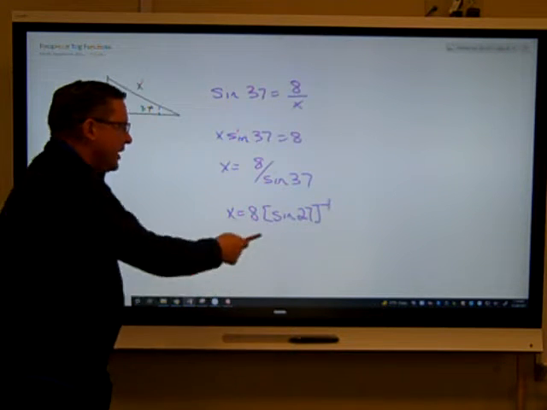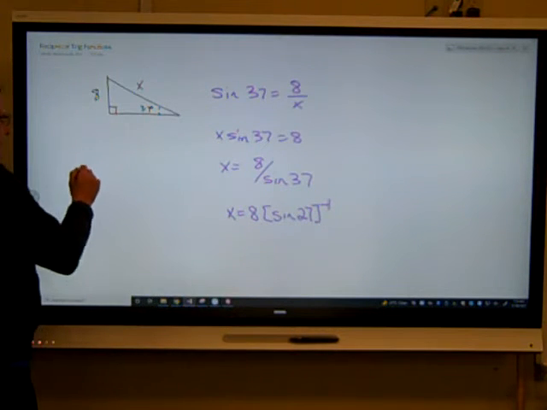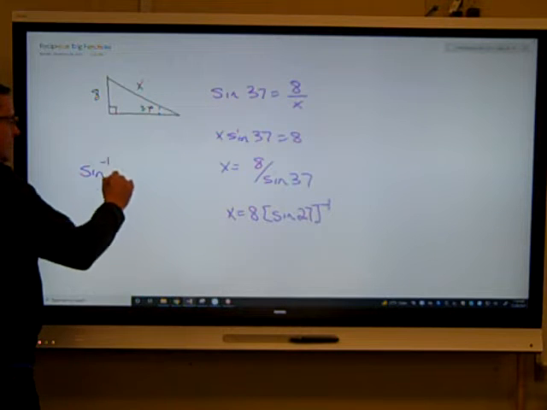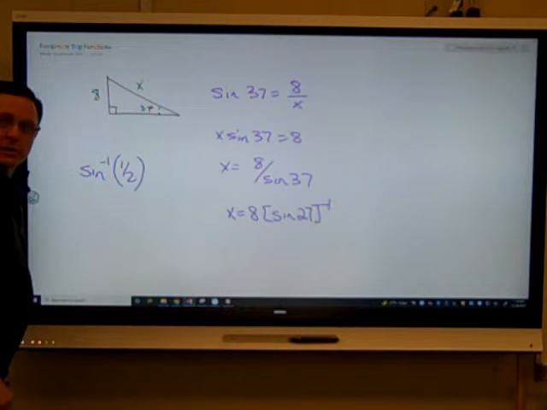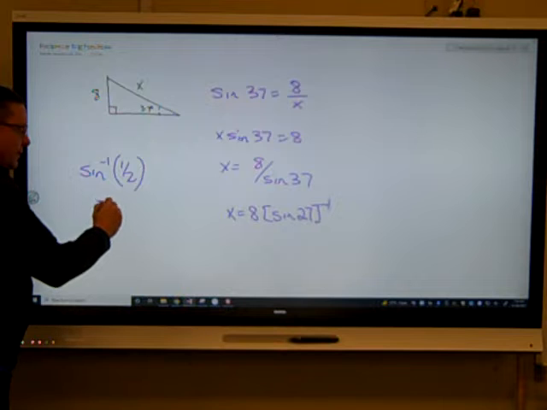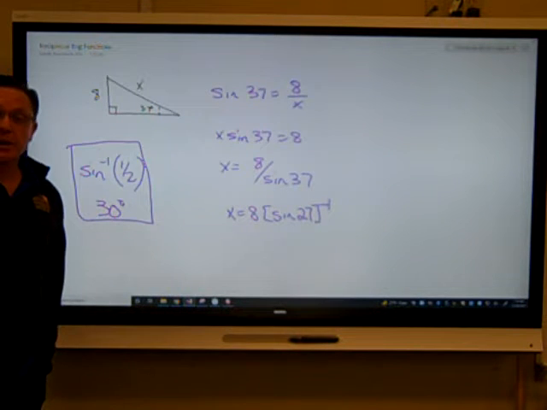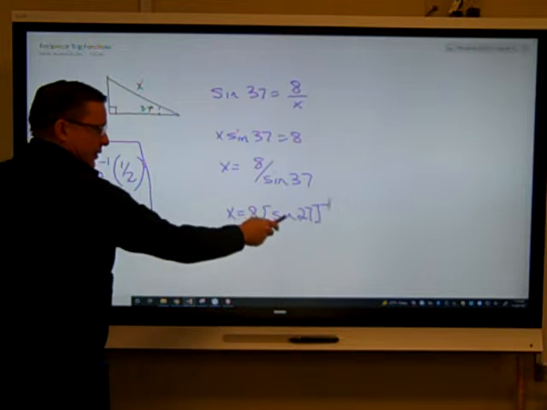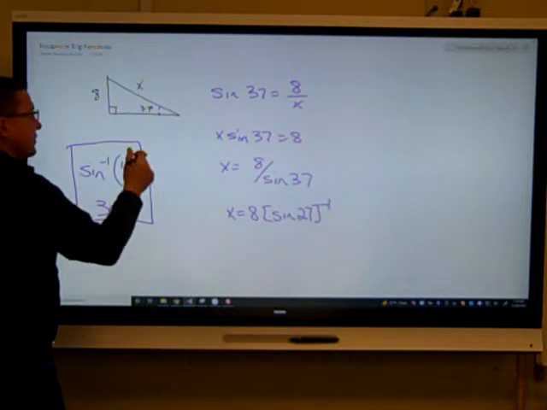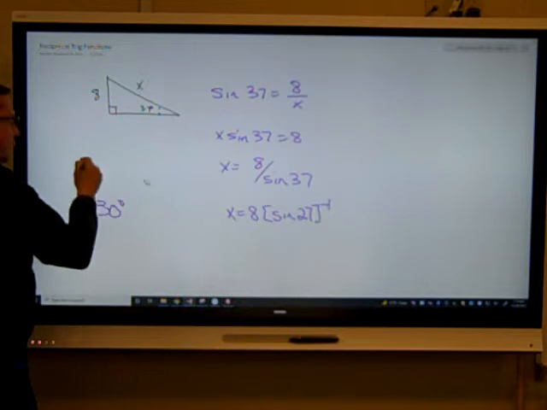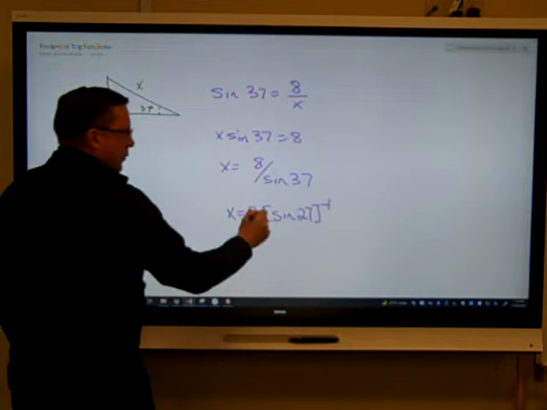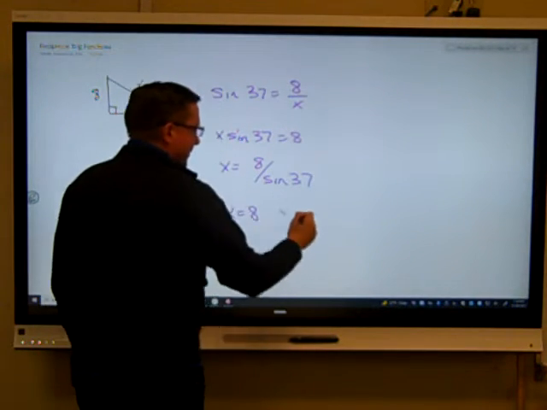This is the disaster because it looks too much like this, right? And you know this is 30 degrees, right? Because it's the inverse sine of a ratio gives an angle. But here it's this sine to the -1. So we don't do that in mathematics. So if we don't do that, we have to have a new way to write this.